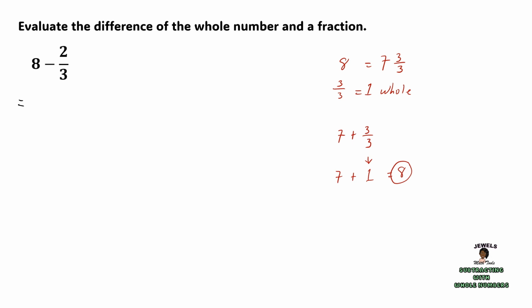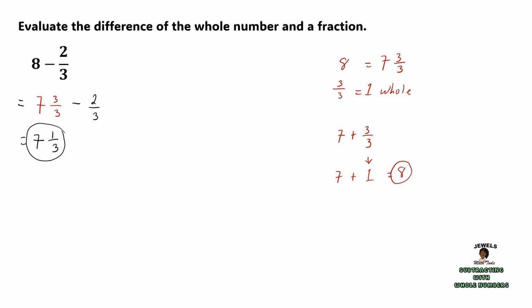So now what I'm going to do is plug that 7 wholes and my 3 out of 3 back into my equation. So now I will subtract my 2/3 from this fraction. Remember that we do not have a whole number to subtract from, so my 7 wholes will return. I want 3 minus 2, that will equal 1/3. So my solution for this question is going to be 7 wholes and 1/3.